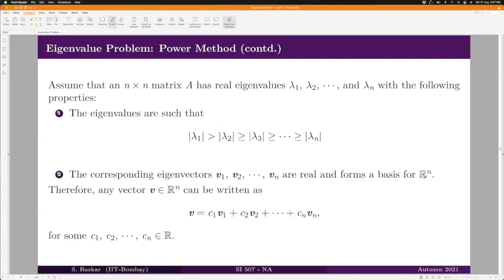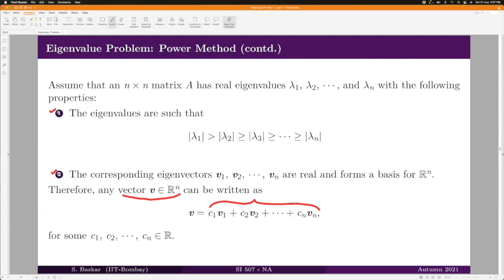What does it mean? It means that you give me any vector in Rn, I can write that vector as the linear combination of the vi's, right? So these two conditions are needed for us to derive the power method.